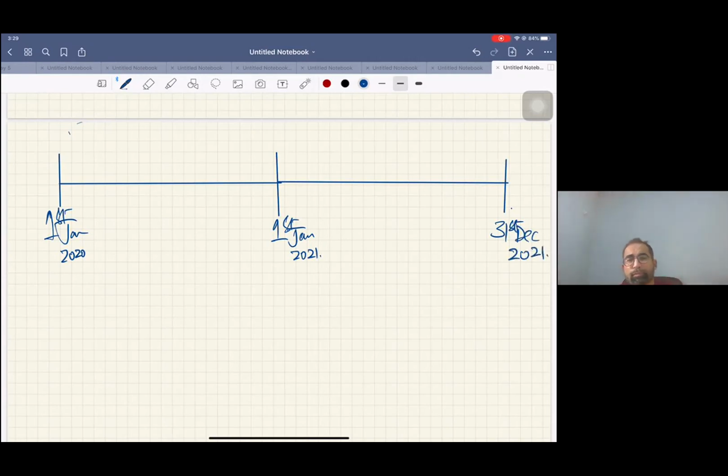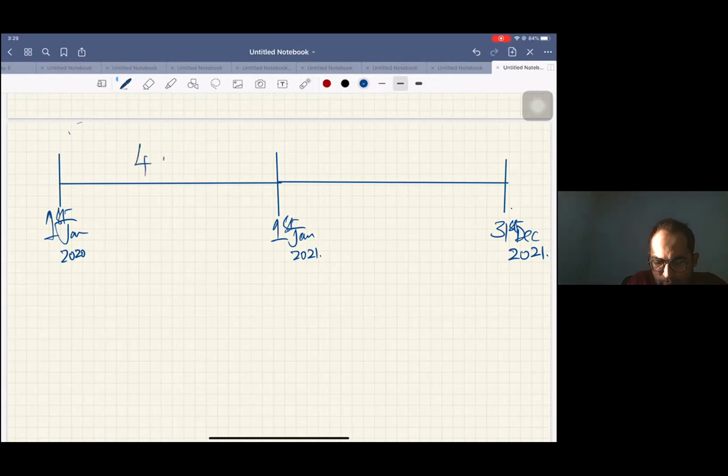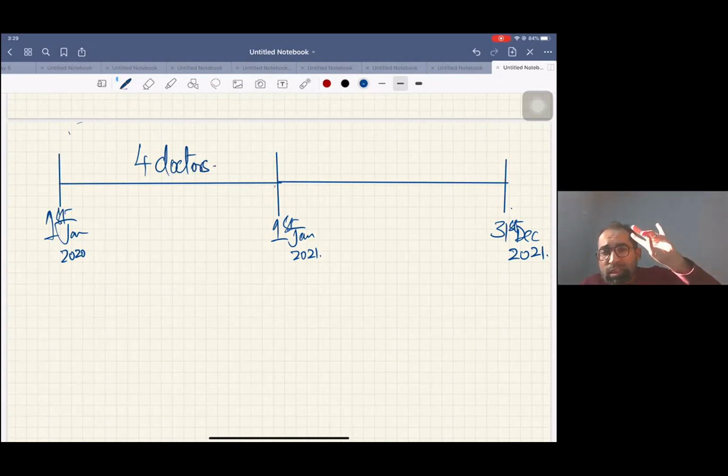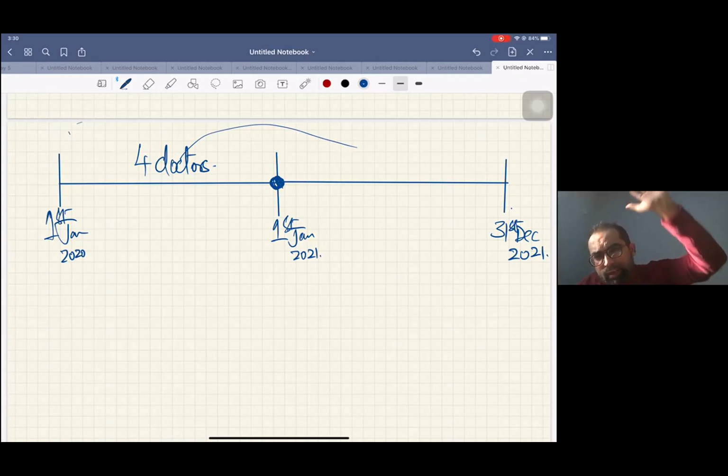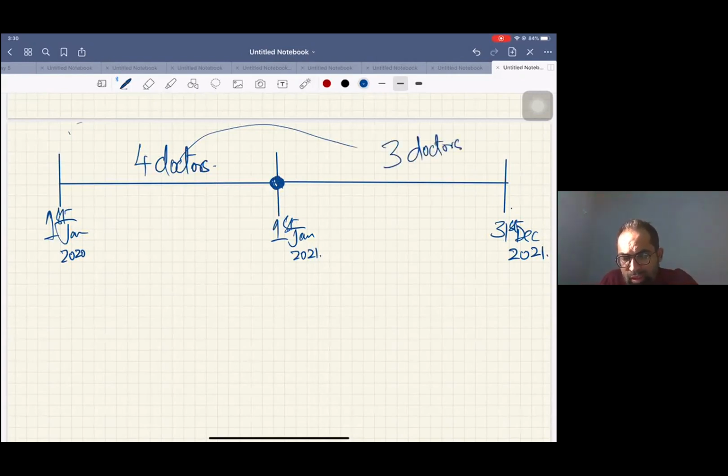Now listen. There was a hospital in which there were four specialist doctors last year. Okay, there were four specialist doctors last year, right? And at the beginning of this year, please listen to my example very carefully, one of those specialist doctors left. He left for Canada. Let us say he moved out of the country. So now three doctors are left here.